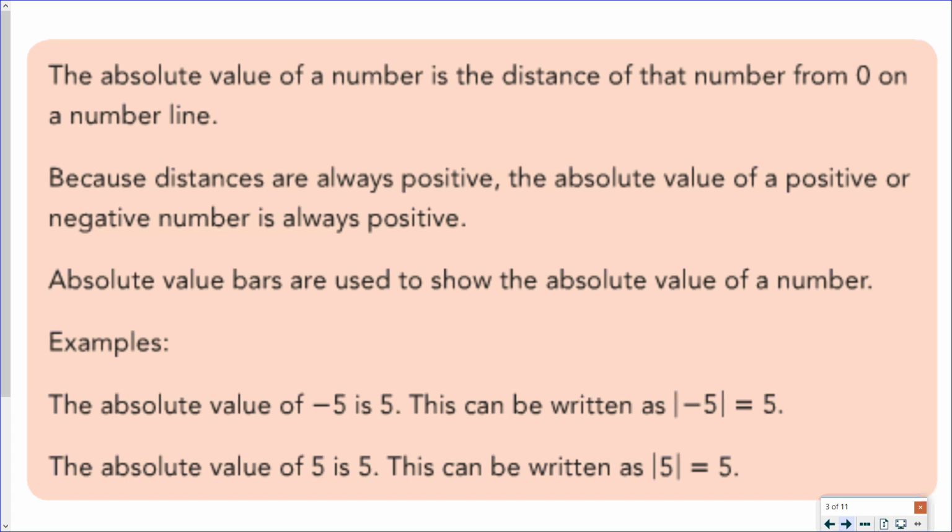The absolute value of a number is the distance of that number from 0 on a number line. Because distances are always positive, the absolute value of a positive or a negative number is always positive. And you'll use those absolute value bars to indicate that you're taking the absolute value. So that is why the absolute value of -5 is 5, because its distance is 5 units away.